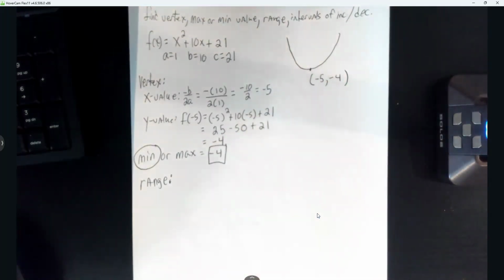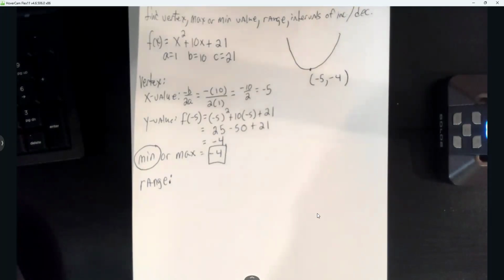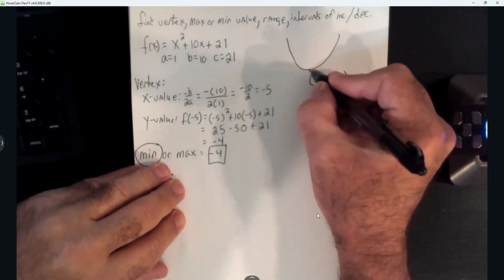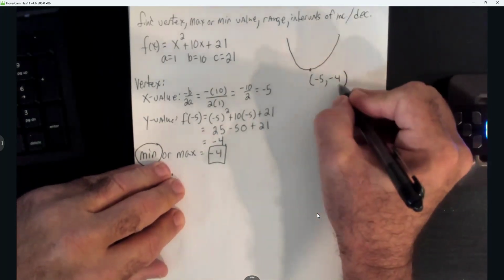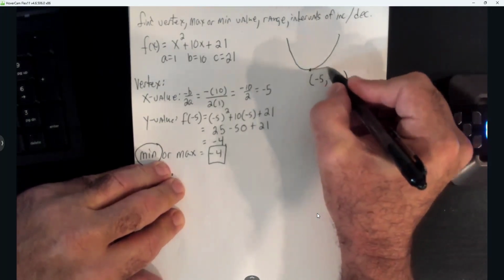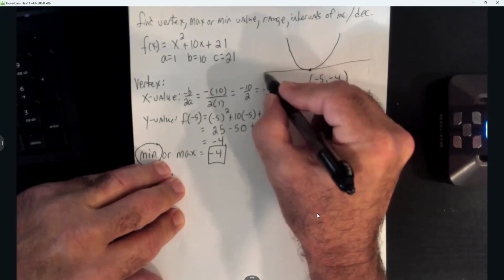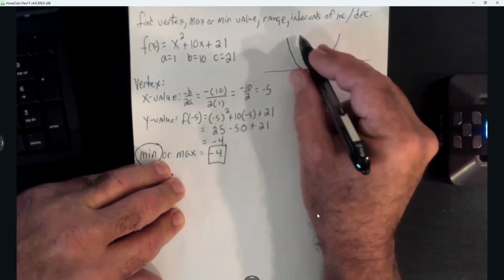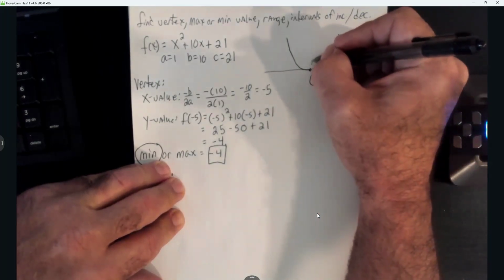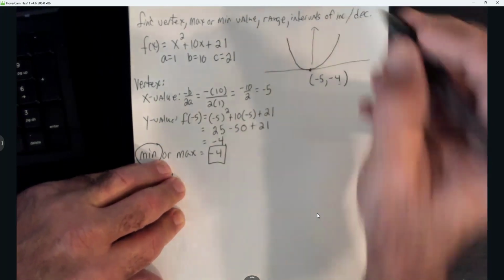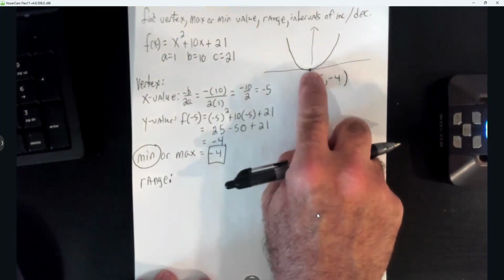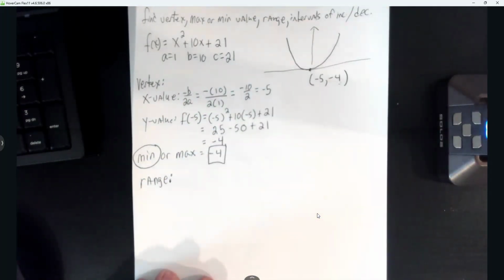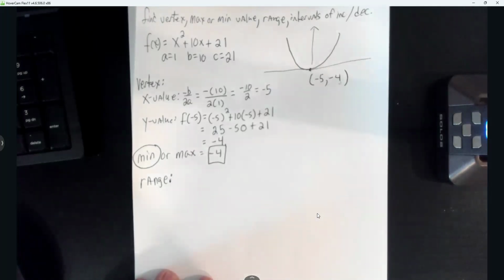So the range is going to go from your smallest y value to your maximum y values. Here, this lowest y value is negative 4. So I know the lowest y value is negative 4, and this parabola opens up, so my range is going to want to head upwards. So if negative 4 is the minimum value of the range, what is this range heading off towards? It's headed off towards positive infinity.